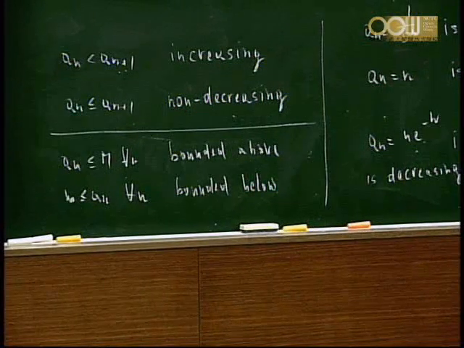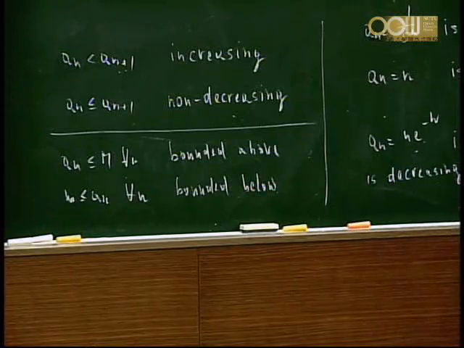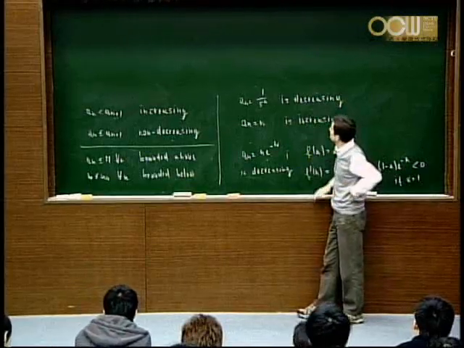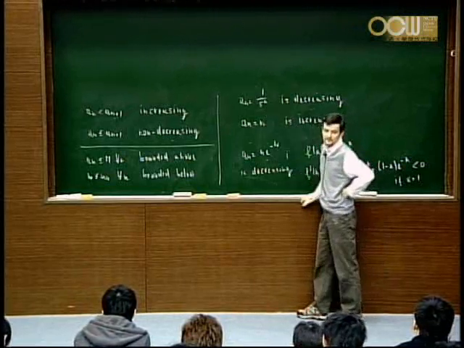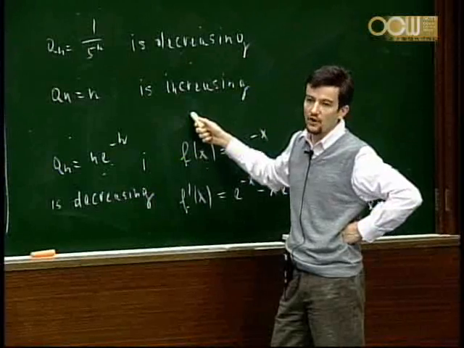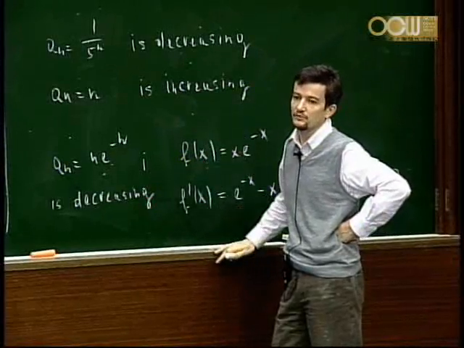So for instance, this sequence here will be bounded because it's decreasing, so it will certainly be bounded from above. But it's also bounded from below, larger or equal than 0. So this sequence will be bounded. This sequence here will be bounded from below, but not bounded from above. So this sequence is not bounded.